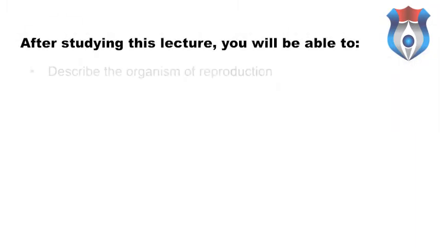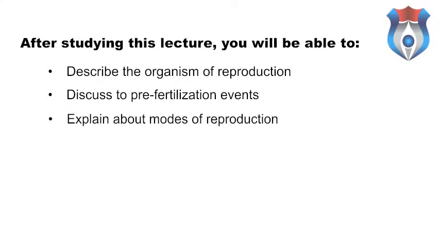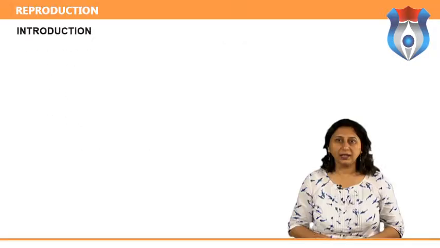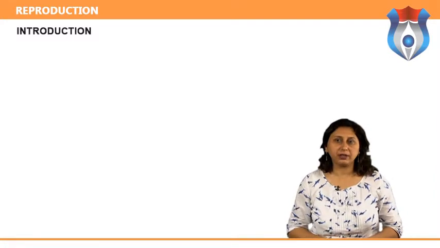Hello students, welcome to the lecture on reproduction, and after this lecture we will be able to learn the following objectives. Describe the organism of reproduction, discuss two pre-fertilization events, explain about modes of reproduction, describe about vegetative propagation in plants. Now let us start our lecture by defining reproduction.